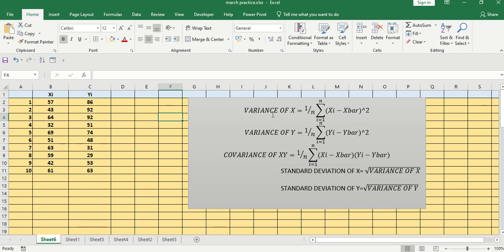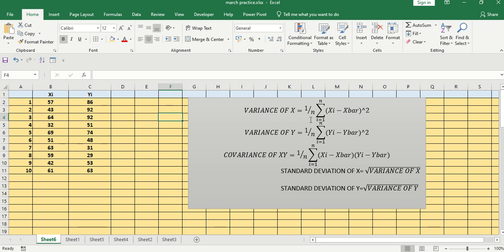So we are going to look at the variance of x, the variance of y, the covariance of x and y, the standard deviation of x and the standard deviation of y. We understand that the standard deviation of x is simply the square root of the variance of x, and the standard deviation of y is simply the square root of the variance of y. And these are the formulas which we are going to use. Now let's start the journey.